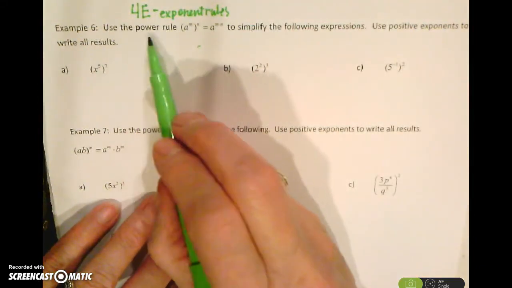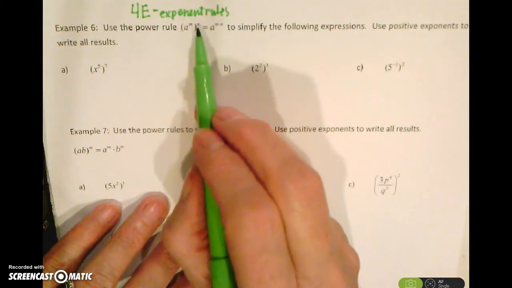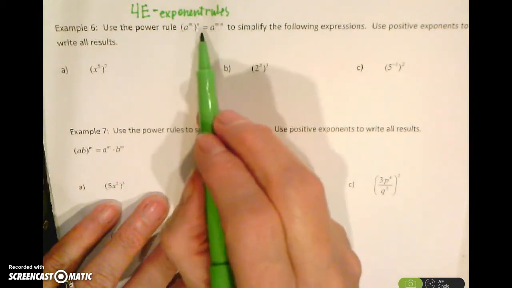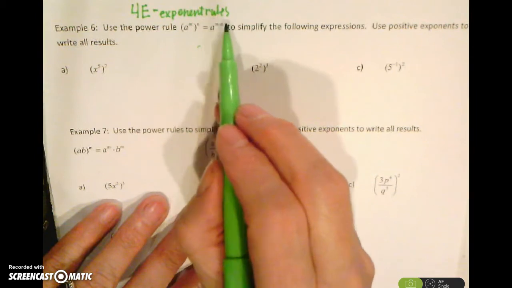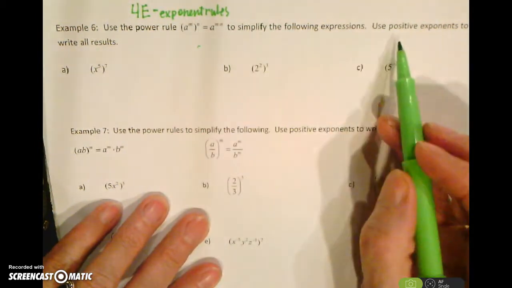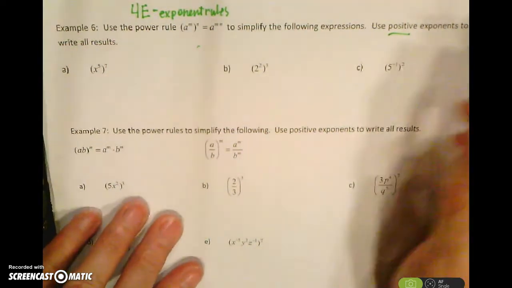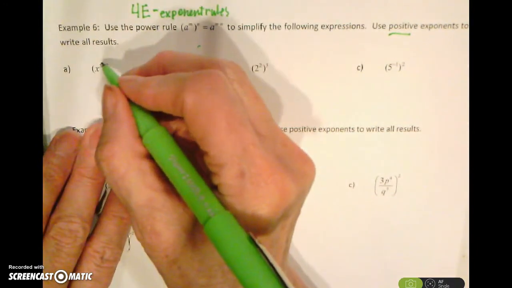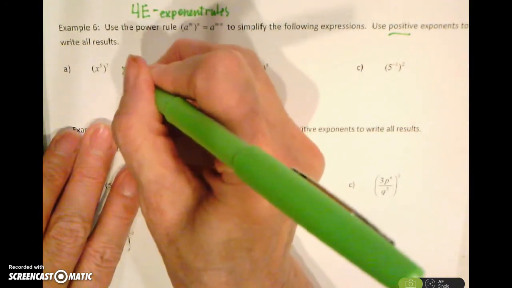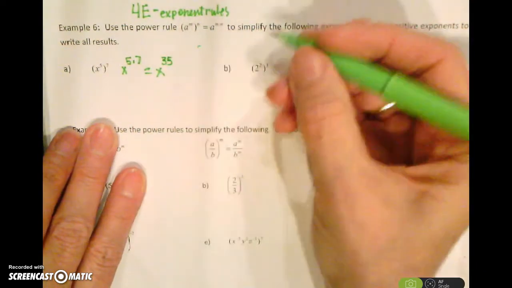Example 6, we're going to use the power rule, which I've rewritten here. A to the m, in parentheses, raised to the n is going to be equal to a to the m times n. So you're going to multiply these two things. To simplify, then, you're going to use positive exponents to write all results. So I have x to the 5th raised to the power of 7. So that's going to be 5 times 7, which is x to the 35th.